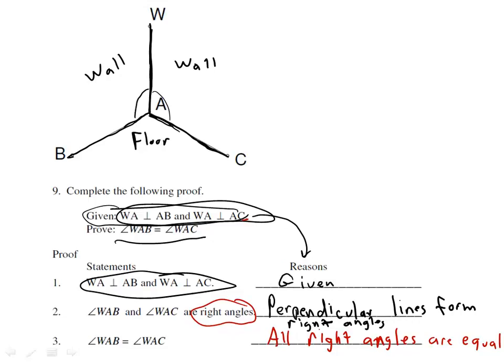Perpendicular lines form right angles. So once we knew that these lines were perpendicular, we knew they formed right angles. And once we knew that they were right angles, we knew they had to be equal, which is what we were asked to prove from the information that we learned in lesson 3-7.